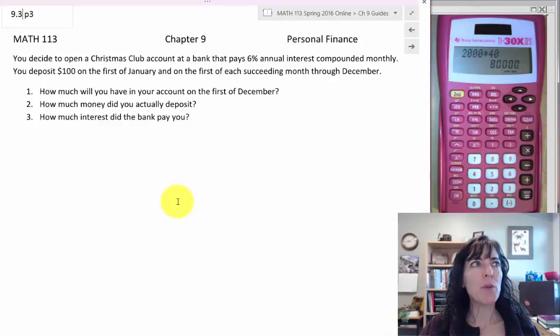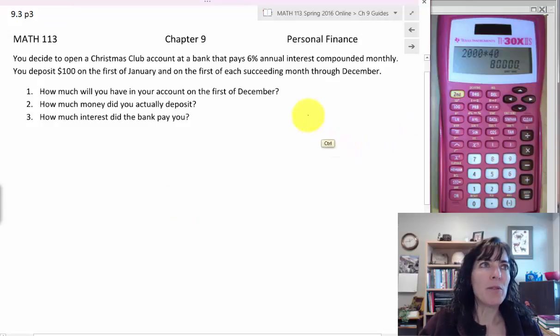Here's another example, on a smaller scale. You decide to open a Christmas Club account at a bank that pays 6% annual interest compounded monthly. And I just can't go any further because the 6% is calling my name. It's the interest rate, so that's going to be R equals. And it's annual interest compounded monthly.